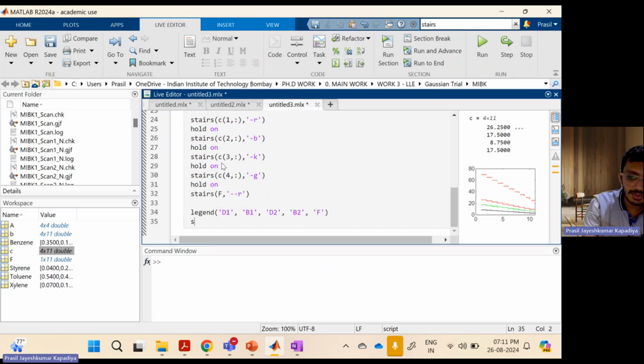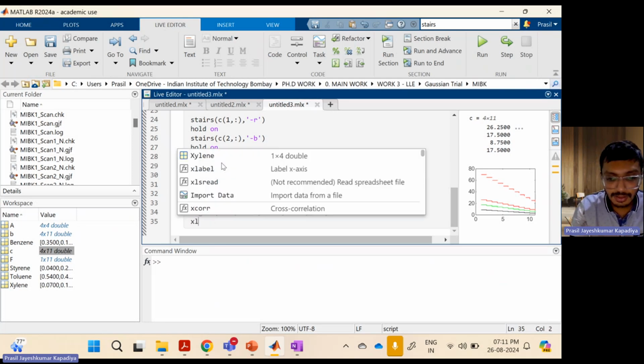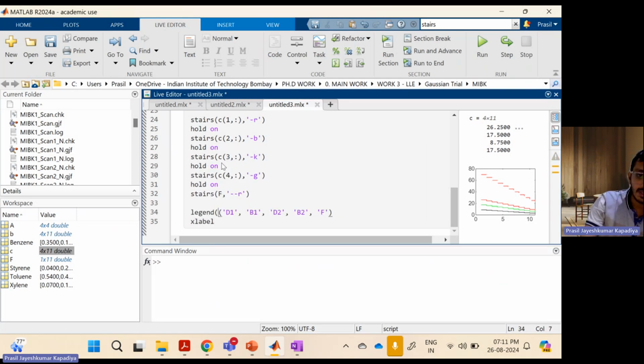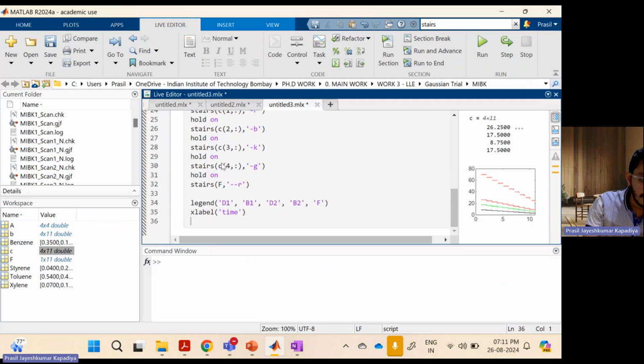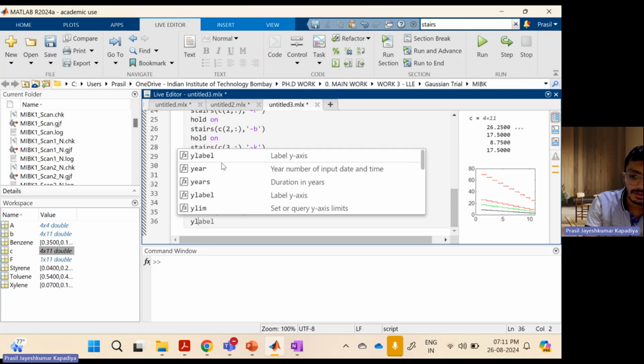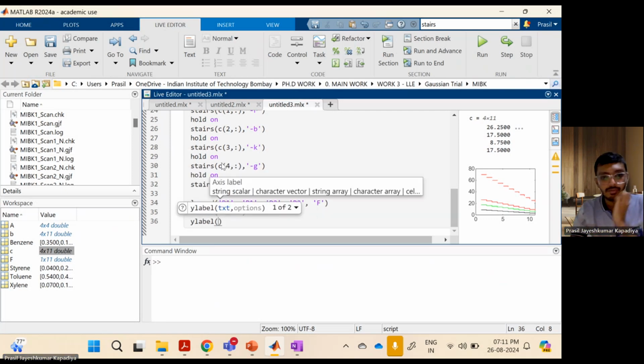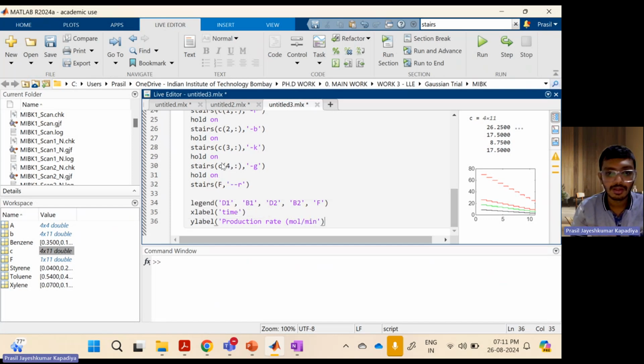Okay, let's say I'm giving X label. Okay, we have not chosen anything for X. But let's say by default it is taking, let's write something as it is varying with time. And Y label, let's say production rate in units of moles per minute.